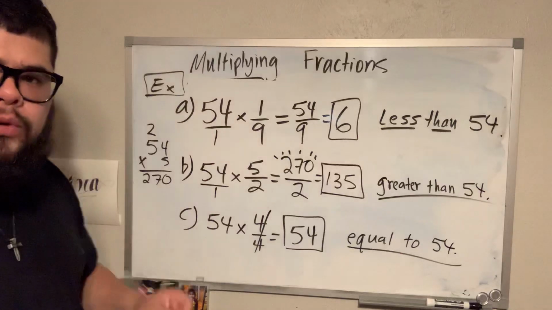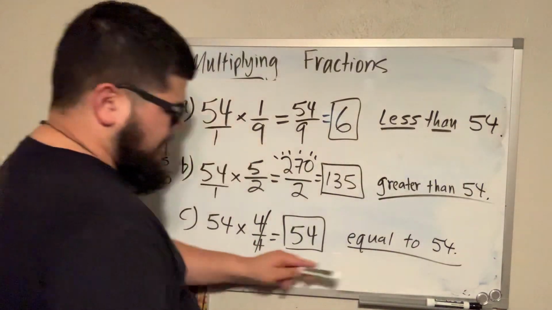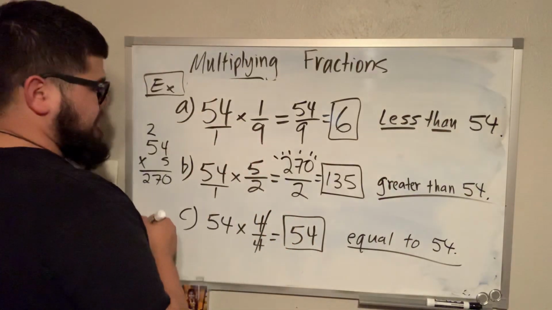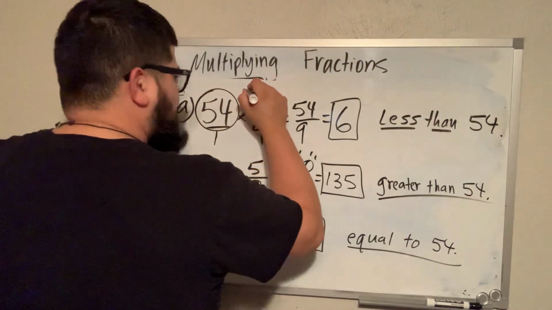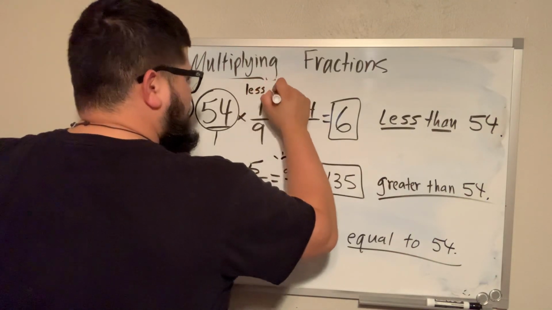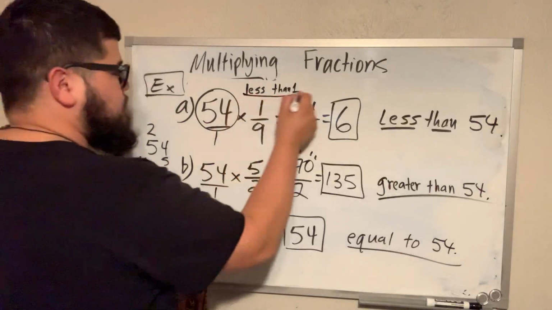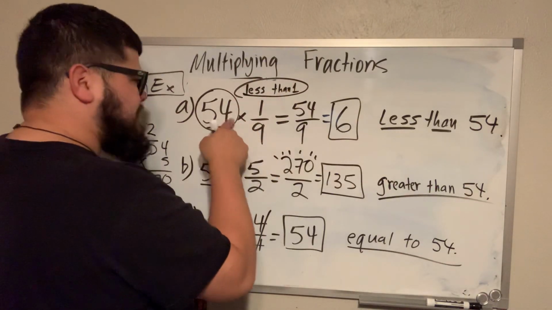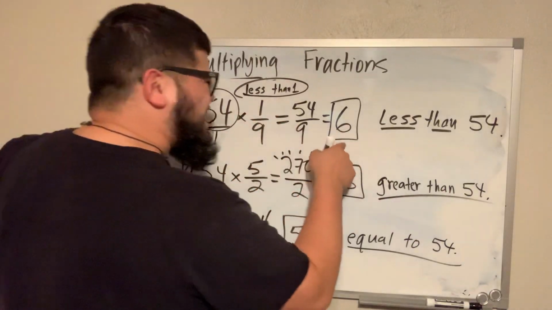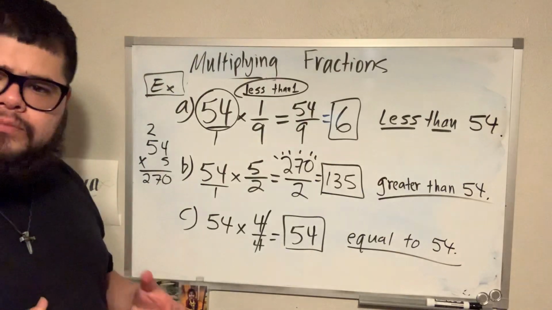Let's talk about it really quickly. So, part A, when we multiplied by 1/9, we multiplied our number 54 by 1/9, which is less than 1. 1/9 is less than 1. And we multiplied our number times a number that's less than 1. We got a number that was less than the number we started with. So we want to pay attention to that.